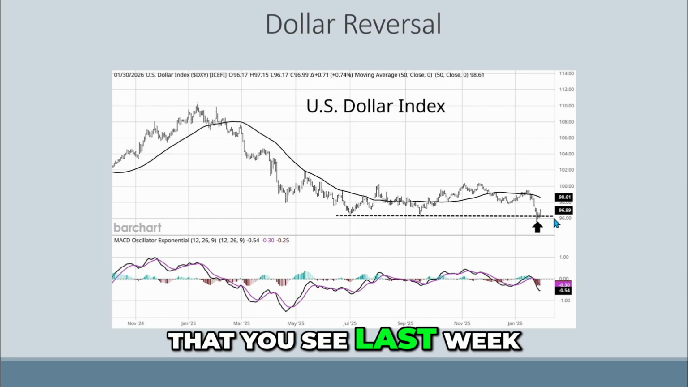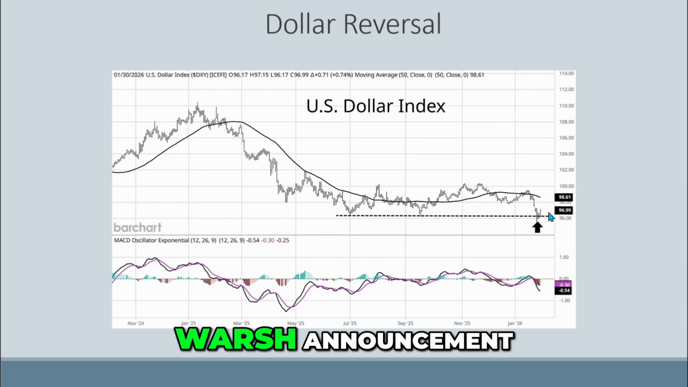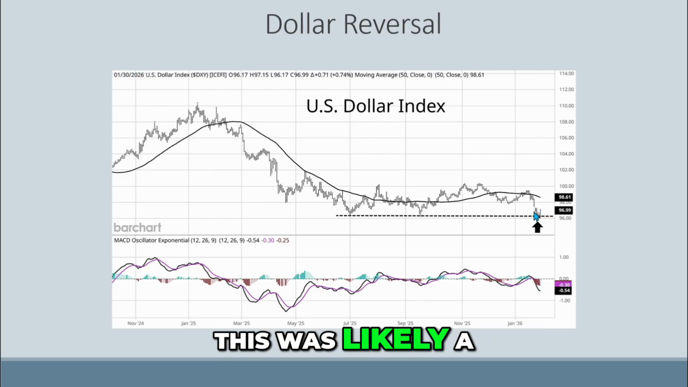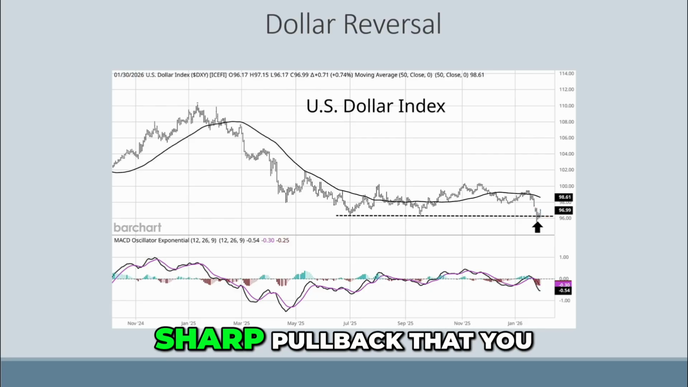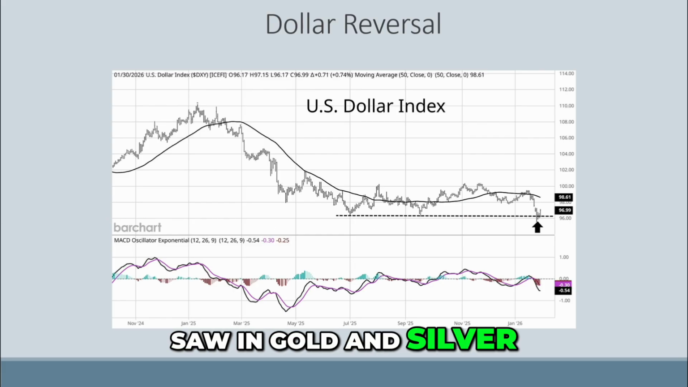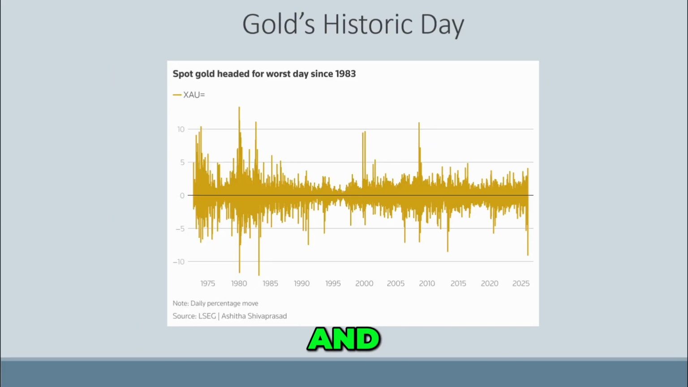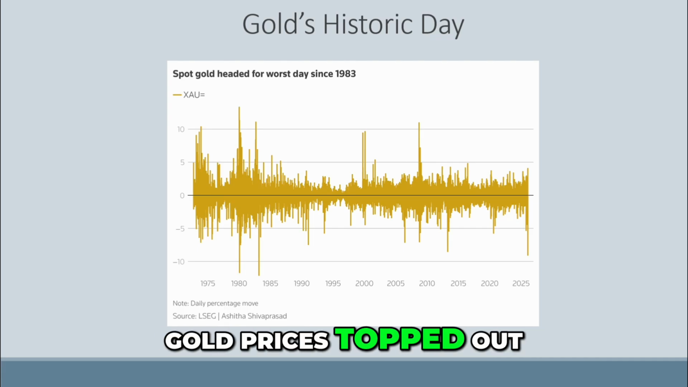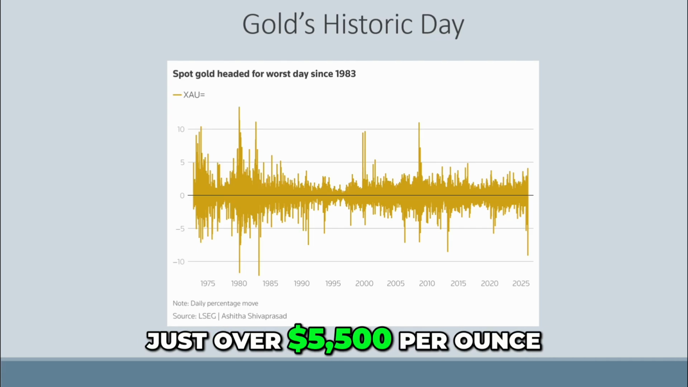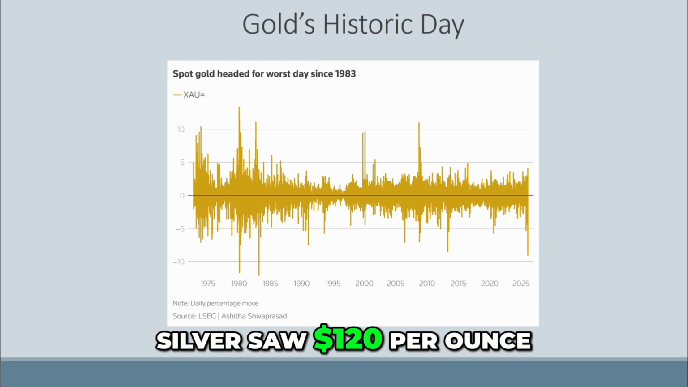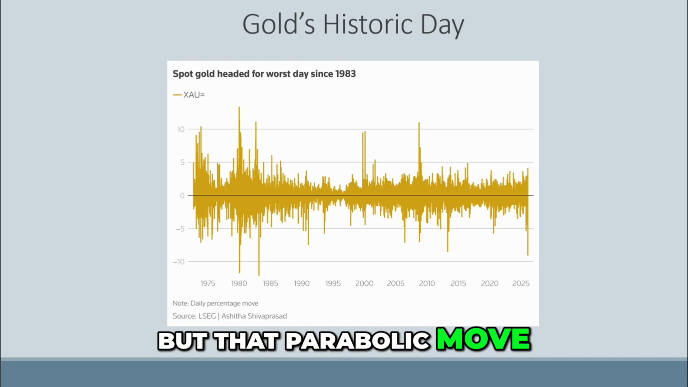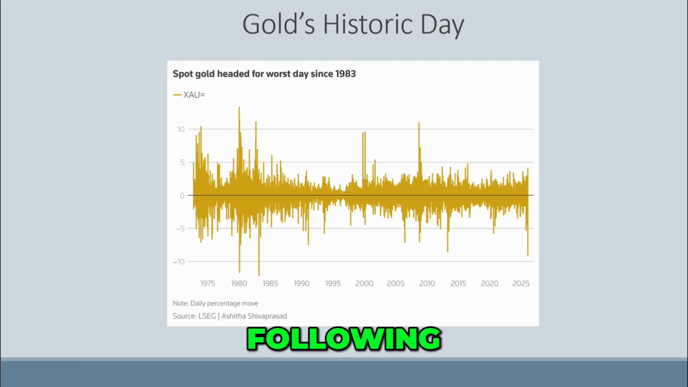And this failed breakdown that you see last week, with follow-through to the upside after the Warsh announcement, was likely a big catalyst in the sharp pullback that you saw in gold and silver. You saw spectacular gains in gold and silver in 2025, and to start 2026 we had more to go in the rally, and that brought us to record highs. Gold prices topped out just over $5,500 per ounce. Silver saw $120 per ounce, but that parabolic move hit a wall last week.